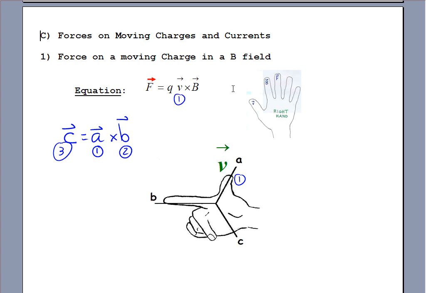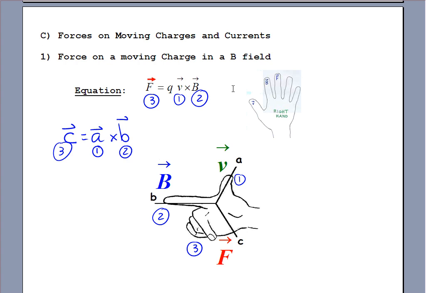The first vector before the cross is the v, the velocity. So for this chapter, when you have a charge moving in a magnetic field, your thumb needs to be the velocity. Every single time, your thumb represents the v. The next thing after the cross is the B. That's going to be the pointing finger in your right hand. That will always represent the direction for the magnetic field. And then finally, the answer, that force vector, is going to be the third digit. The middle finger of your hand will represent that force, what I've denoted there as F.